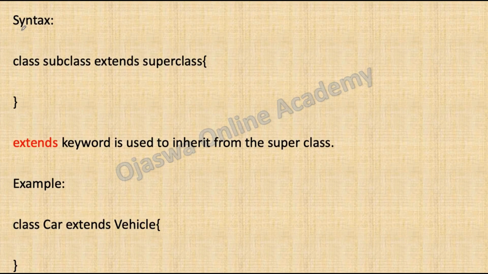The syntax used for inheritance in Java is: you write the class keyword, the name of the subclass, the extends keyword, and the name of the superclass that you want to inherit. The extends keyword is used to inherit from the superclass. For example, class car extends vehicle.